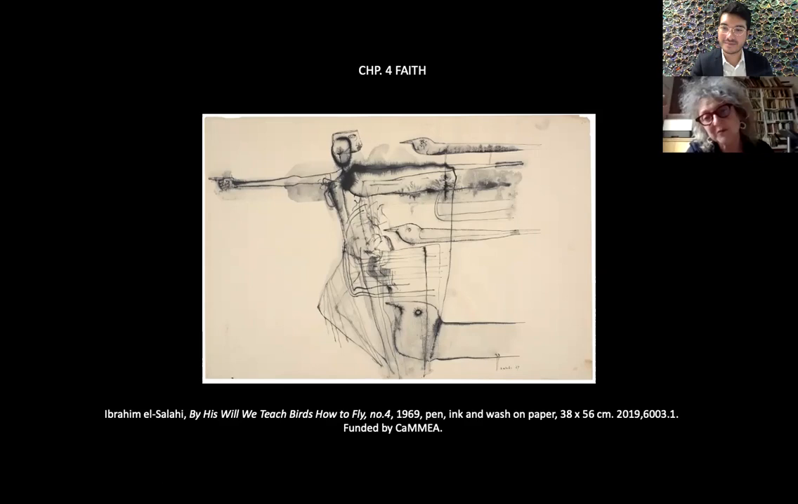Yeah. And then, of course, the bird is a symbol of freedom. And he himself, you know, spent quite a period in jail in Sudan. And so that's why he's brought these ideas together. But he is a Sufi. Absolutely.